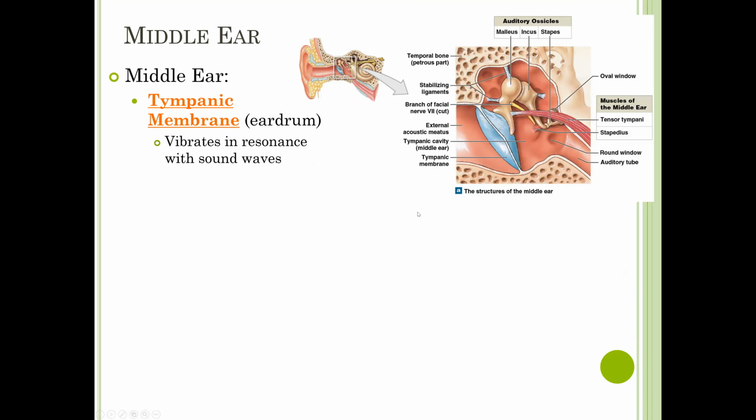Next, we have the middle ear. And so the tympanic membrane is sort of right at the border. It's considered to be the border between the outer and middle ear. So it's also sometimes listed in the list of structures of the middle ear as well. So again, the tympanic membrane, or your eardrum, its function is to vibrate in resonance with the sound waves.